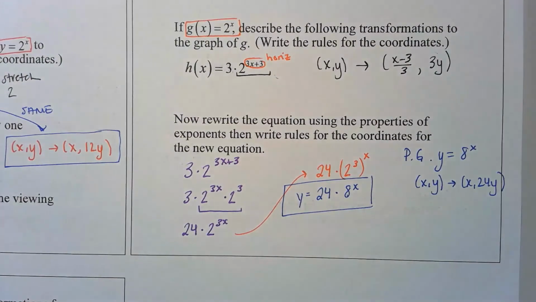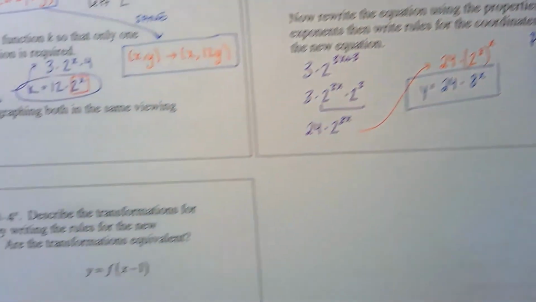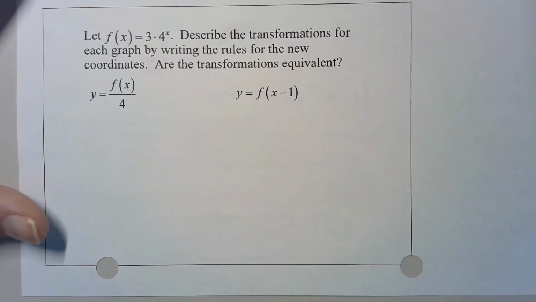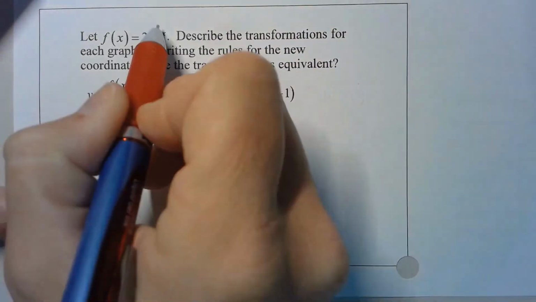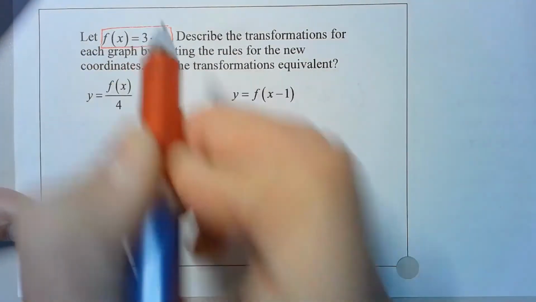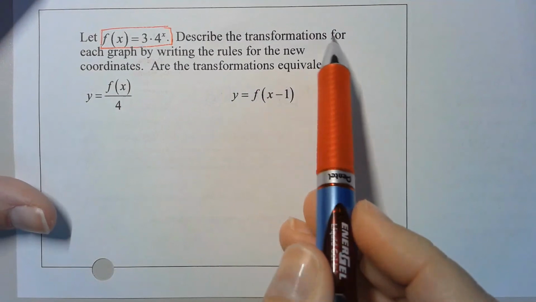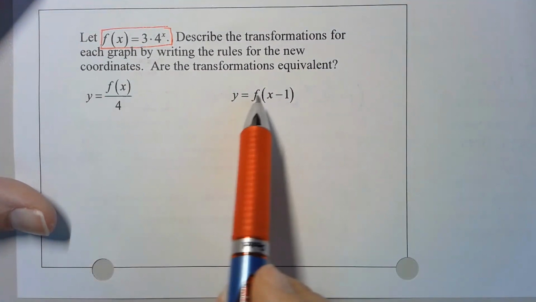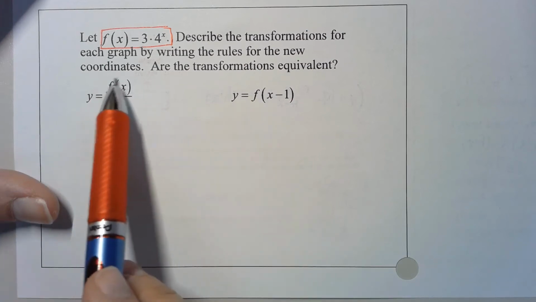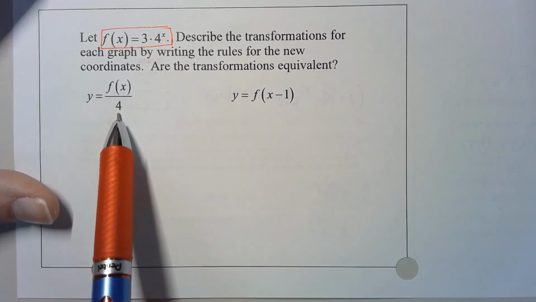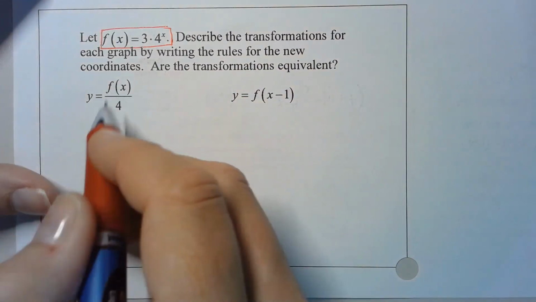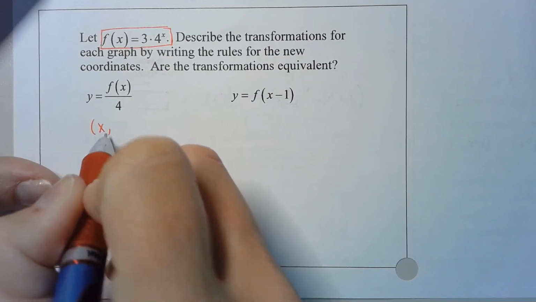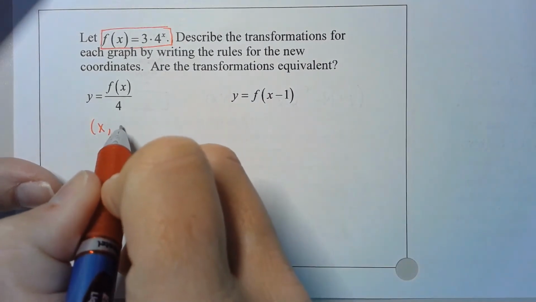Okay. All right, last one. So here we have f of x equals 3 times 4 to the x. It says describe the transformations for each graph here by writing the rules for the new coordinates. So they want me to take f of x and divide by 4. All right, well, that means take y and divide by 4. So x, comma, y over 4.